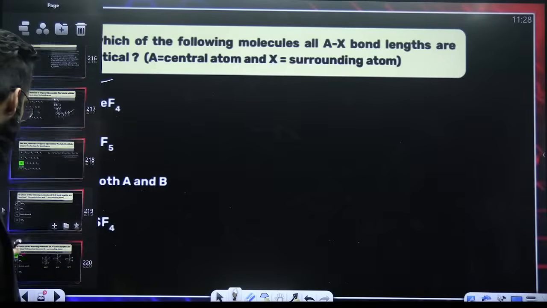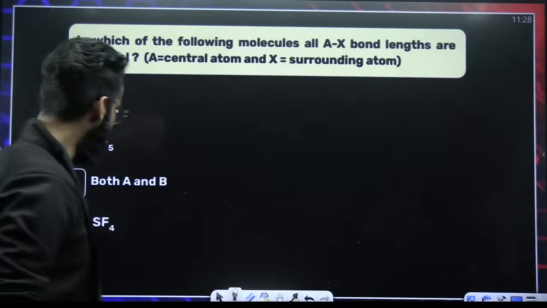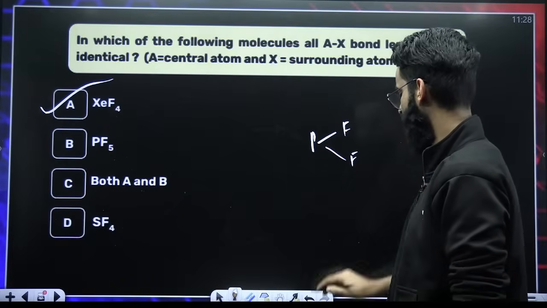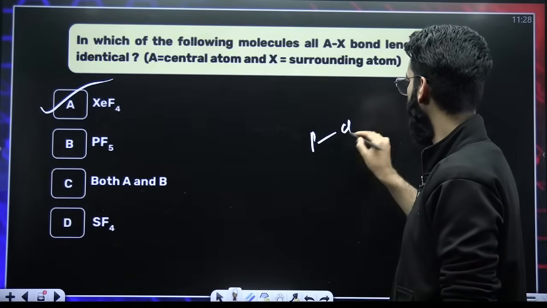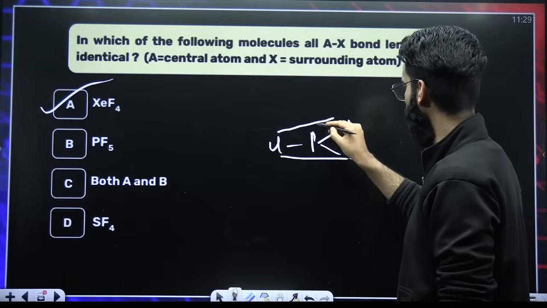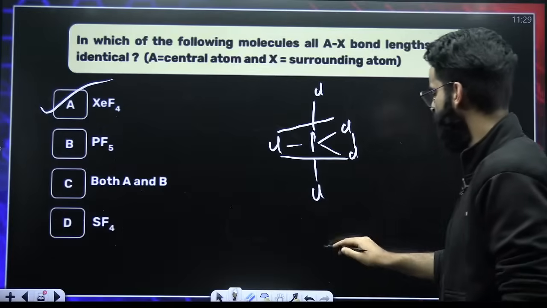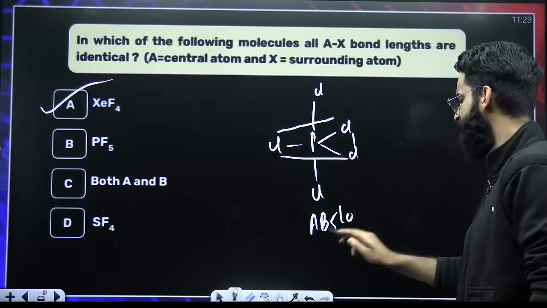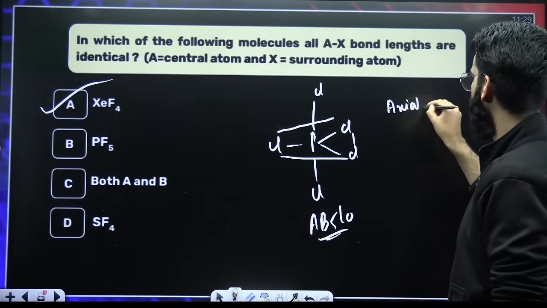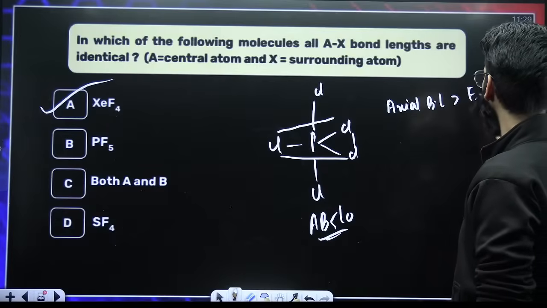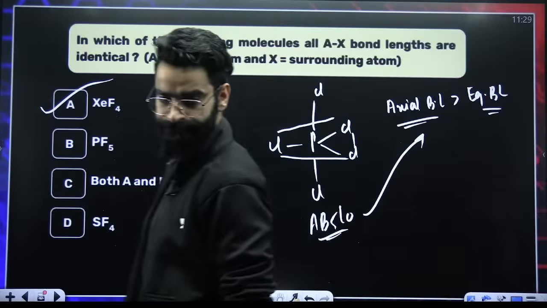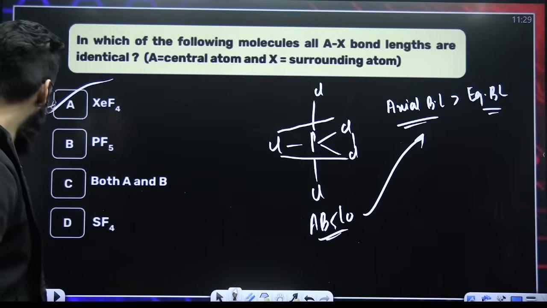Moving on. Okay, a lot of students are saying option C. Why do you think option C? Well, if you talk about PF5, for example, or PCl5, if I talk about a molecule like this, these are the equatorial bonds, this is axial, this is axial. In case of your AB5L0 molecule, axial bond lengths are greater than that of equatorial bond lengths in case of this particular category. Remember this. Okay? Carefully remember from now onwards.